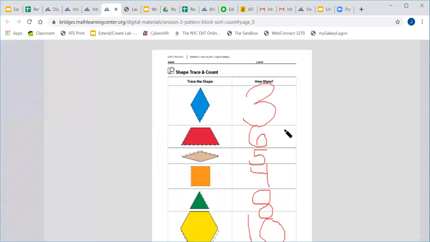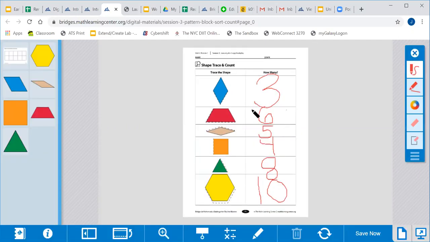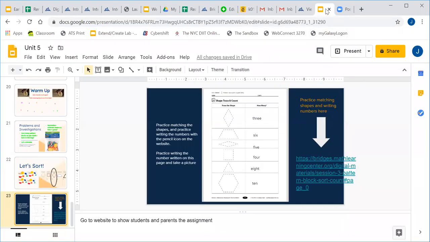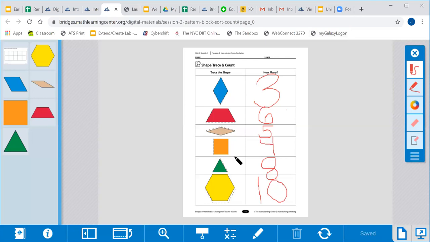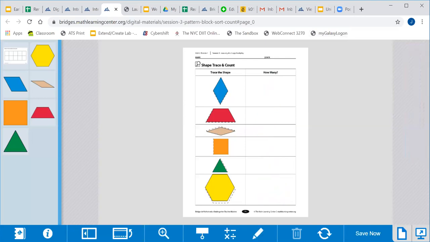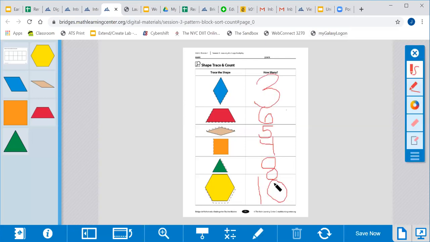So I want you to practice matching up the shapes and writing the numbers. And I want you guys to take a picture of it when you're done with it, all right? So when you're done practicing the numbers, I want to see the numbers and I want to see that you matched up the shapes and just snap a picture, okay?